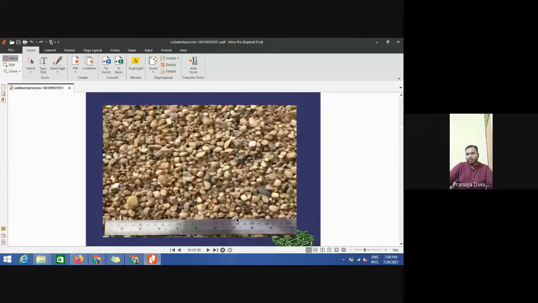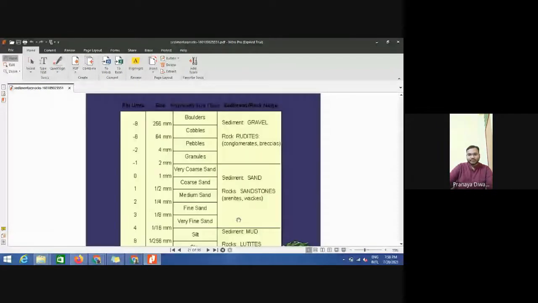So this is how you can measure the grain size. You have boulders, cobbles, pebbles, and granules. All of these are known as gravel. The category for this one is known as gravel.